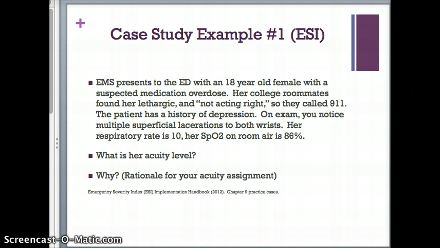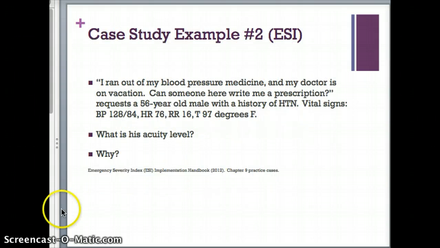I will let you read over this one, and then the answers will be posted on the discussion board. But I would like you to rationalize why you would assign an acuity level to this patient. This is a second ESI triage case study example. What would you assign this male, and why would you assign him that acuity level?